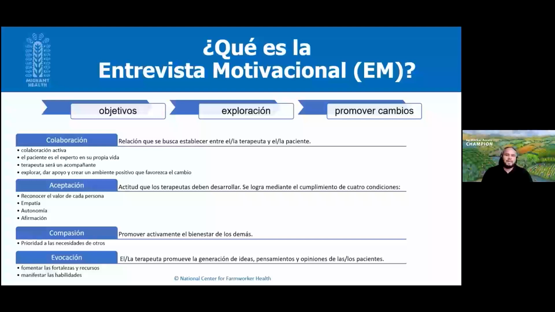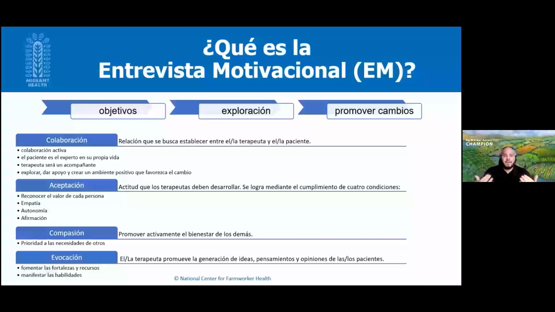Then compassion. This means actively promoting other people's well-being. We want to prioritize their needs. We know that not everybody who has pre-diabetes or diabetes has the same needs. Everybody may have different needs. Every person is an individual with their own situation, and we may need a different approach.